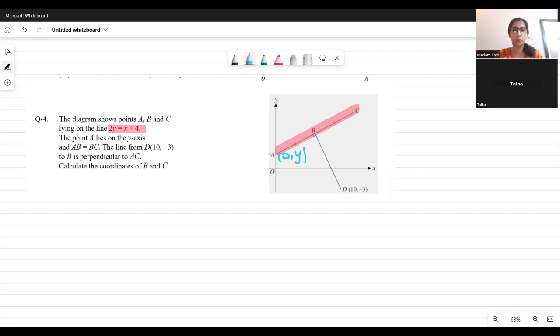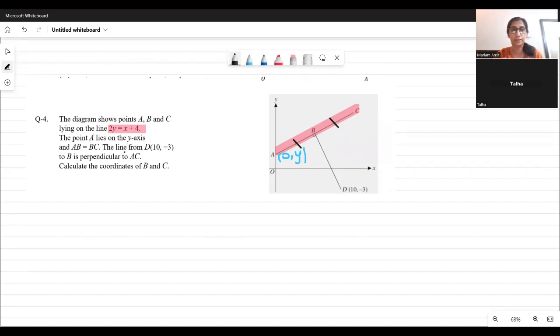And AB equals BC, as we can also see from these markings on lines AB and BC. These markings mean that these lengths are equal. Length AB is equal to BC, which means that if you have B or if you have C, you can use movement to find the other coordinate.